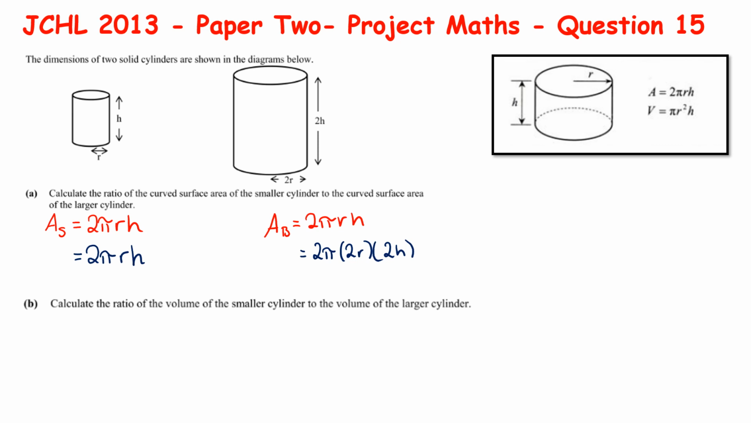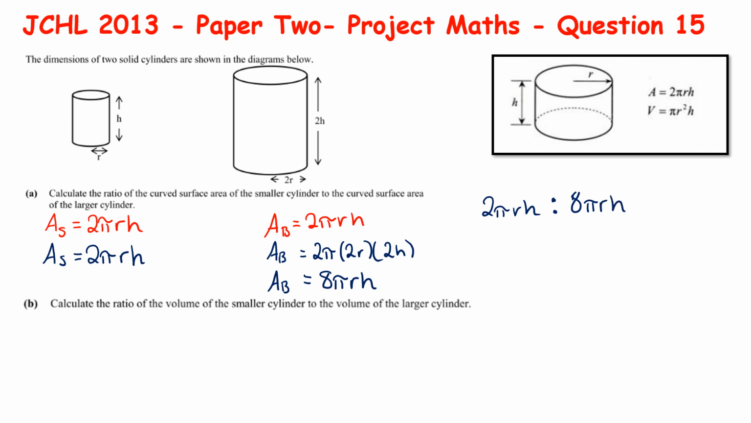So what we want to do is multiply all the numbers we can see together. So I see a 2 and a 2 and a 2. So 2 by 2 is 4, by 2 is 8. So this ends up at 8 pi r h. So we now have the two surface areas. And this is just the curved surface area, so that's why I don't have to worry about the top or the bottom. And what they want us to do is write this as a ratio. So simply, we're going to write 2 pi r h is to 8 pi r h.